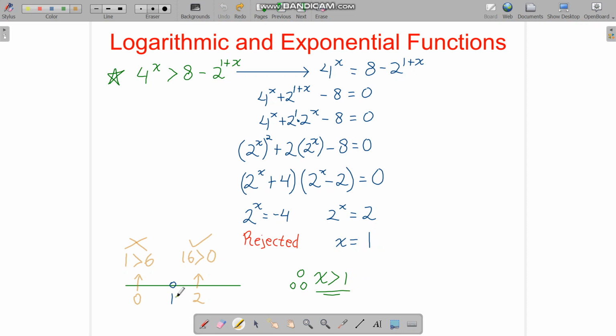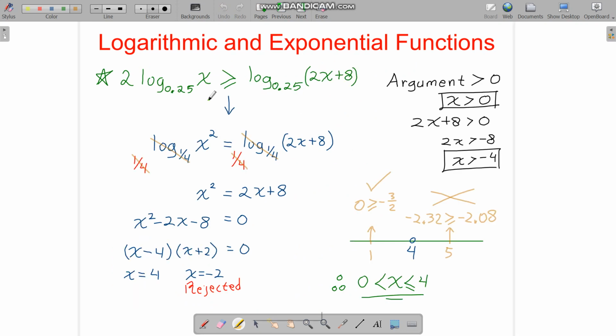So in the number line, we put the 1 here for this one critical value, and we check, for example, using 0. We can check using anything here. If you plug in 0, on the left you will get 4 to the power of 0, which is 1. On the right you will get 8 minus 2 to the power of 1, so just 8 minus 2, which is 6. So the left interval is rejected. For the right interval, you can use 2, you will get this, so it's accepted. So this is the final answer.